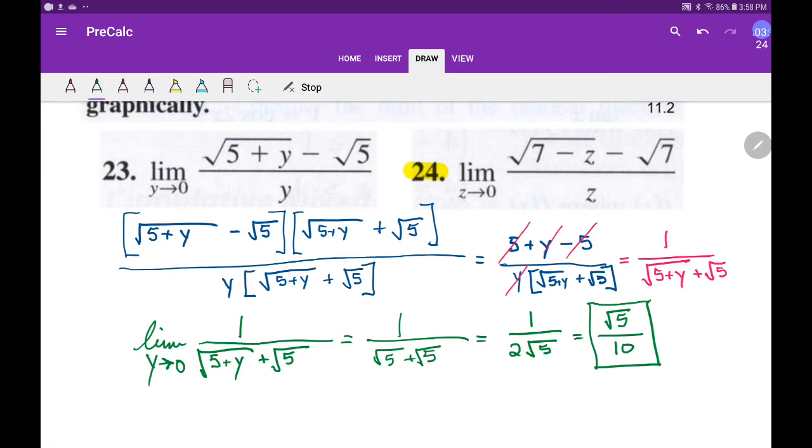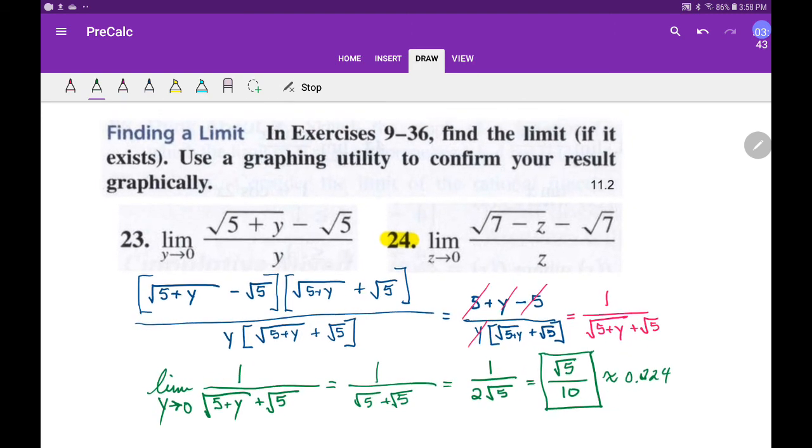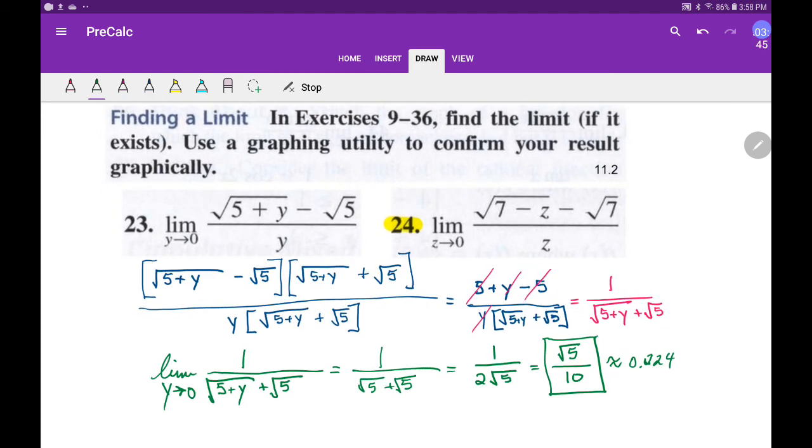And then I will post a picture of the graph, and it'll be close to this. What's the decimal? Let's see. The square root of 5, and I move the decimal point over, so it's about equal to 0.224, something like that. Okay. So not very much, but it's definitely the limit. That's what the limit equals.